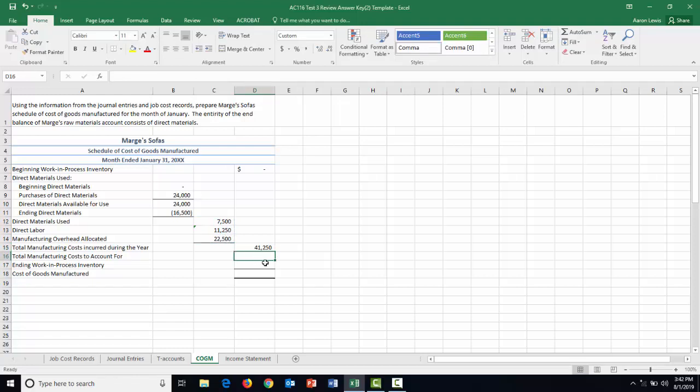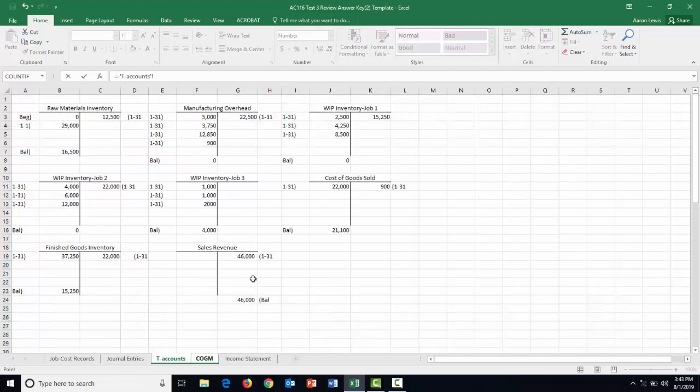And our total manufacturing costs to account for is equal to whatever we had in beginning work in process inventory, which is 0, plus the cost that we incurred during the year, or in this case during the month. Comes out to be $41,250. So now we have to subtract out our ending WIP. Easy enough. We can go to our T account to figure this out. So let's put in equals and a negative sign, and we're going to go to our T account and find the balance of jobs that are still a work in process.